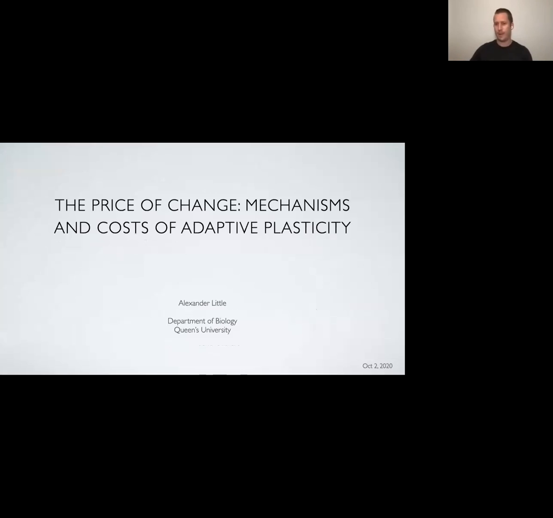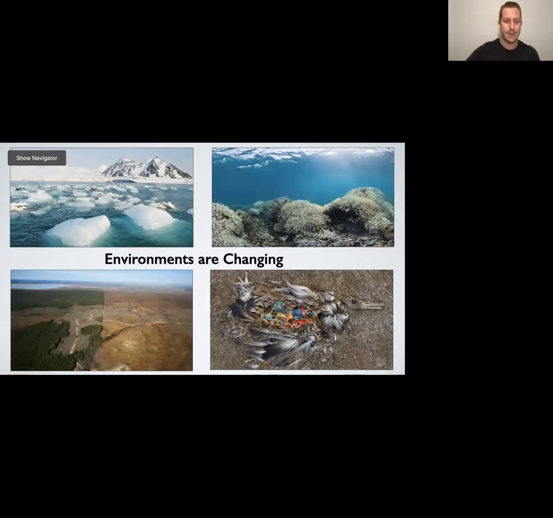Okay, so as Cole mentioned, I'm going to talk a bit today about mechanisms and costs of change. Over the course of today's talk, I really want to share with you some of the tools that I'm using to dissect out phenotypes that allow animals to deal with one of the most challenging environmental factors that they face. And again, that's change.